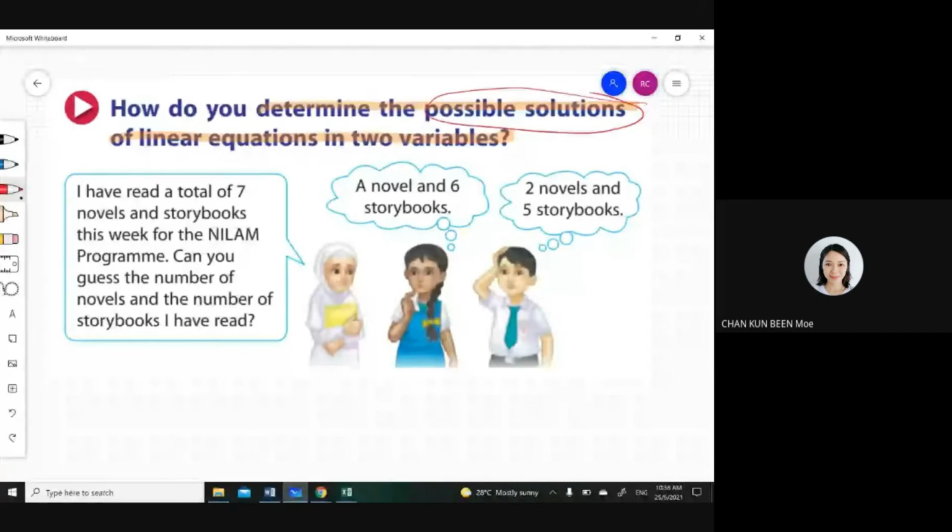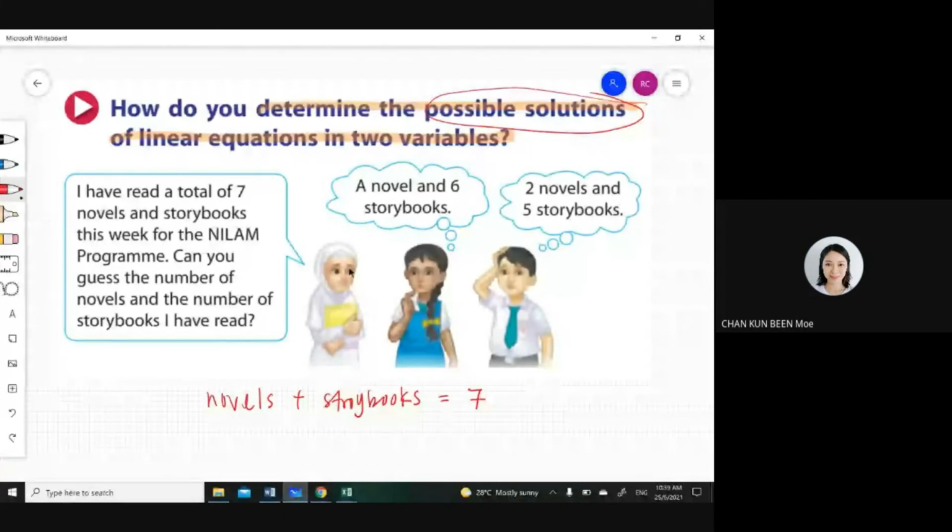Now look at this conversation given. I have read a total of 7 novels and storybooks this week for the Nilam program. Can you guess the number of novels and the number of storybooks I have read? So she said she read novels and storybooks. The total of it is how much? 7, right?